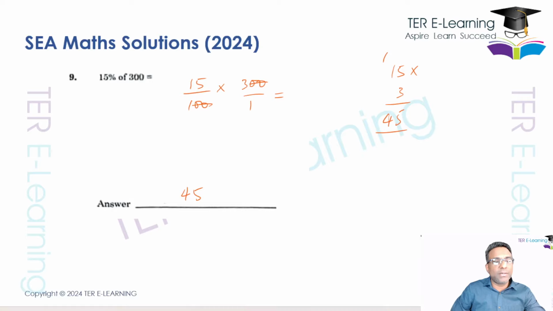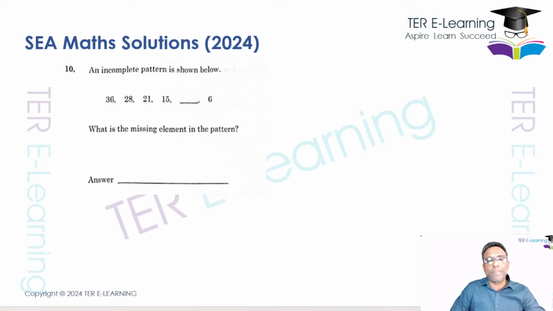Then let's see what else we have here. Question 9. So an incomplete pattern. So we have a pattern here: 36, 28, 21, 15. What we need to do, we need to see what is happening as we move from one number to the next. So if you jump from 36 to 28, you are actually decreasing by 8 here.